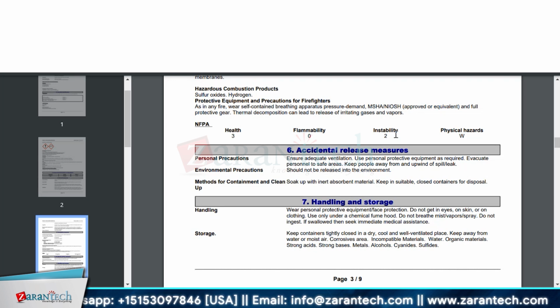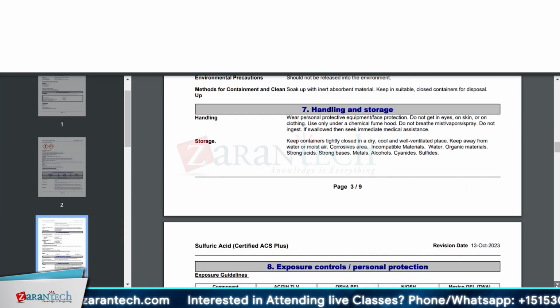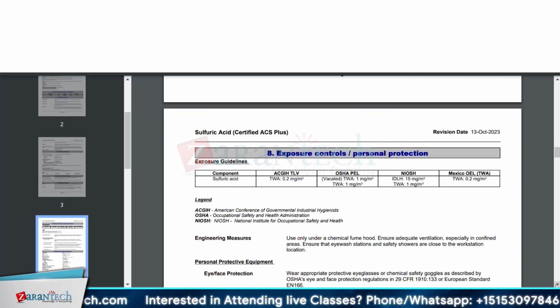Handling means handling of the chemical, I mean how to use that chemical. And storage is basically how to store that chemical. Am I clear? Yes. So handling and storage is how to handle and how to store the chemical. And then exposure controls or personal protection. Okay, Kshitij, you talked about this, right? That came here now. Am I clear? Next.